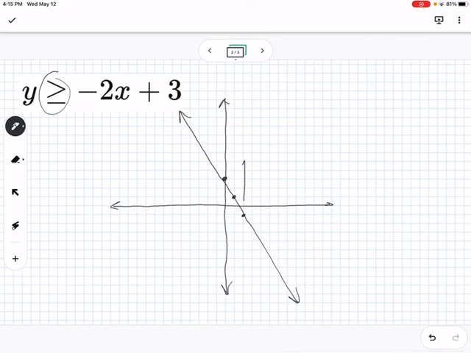And to confirm that we're right, you can pick any random point in the area. So let's just say this point here, which looks to be 5, 4. If you put 5, 4 into the inequality, does it make it true? So is 4 greater than or equal to -2 times 5 plus 3? 4 greater than or equal to -7. Yes. So because that point works, we picked the right area.